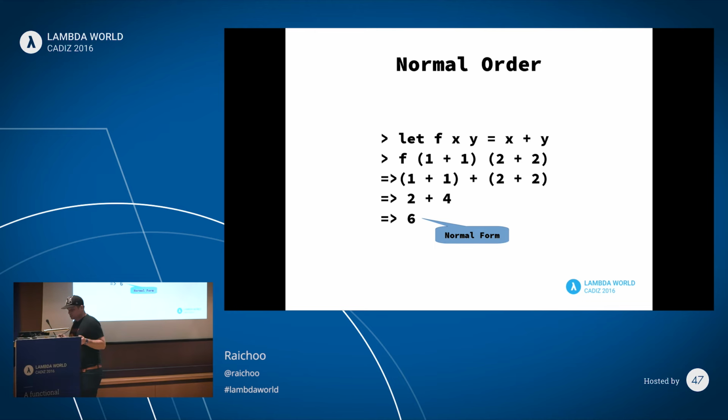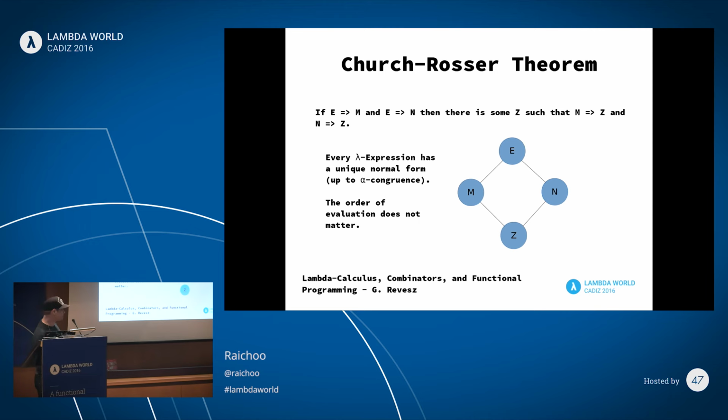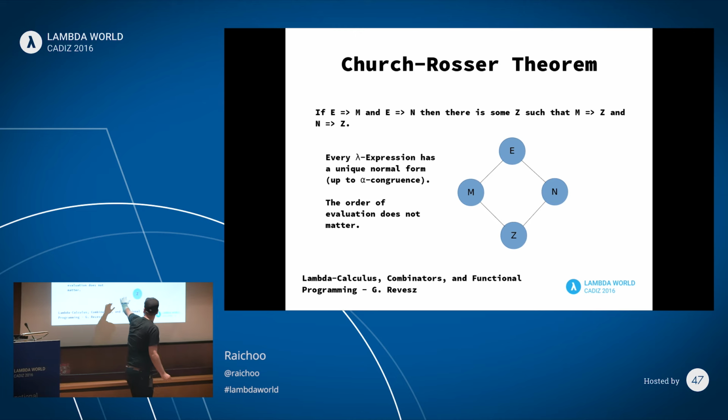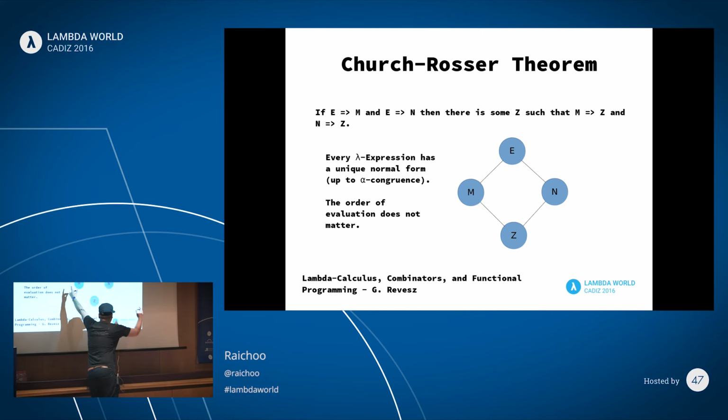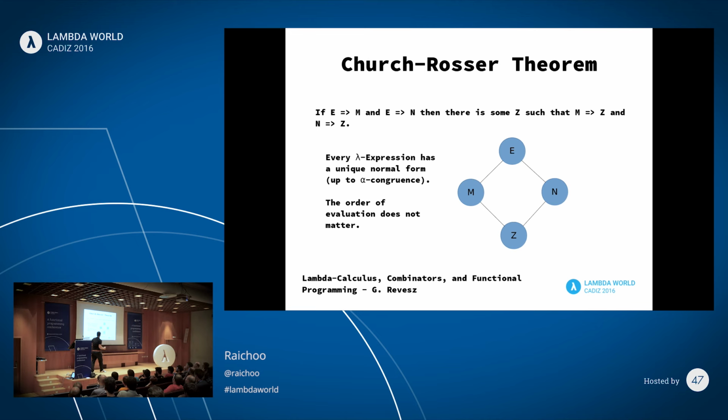So we get the same result. And probably it could have been something else. But there is a nice theorem that deals with that. We'll see the caveat later. So if we have a lambda expression E, and we have some reduction sequence that reduces that thing to some lambda expression M, and another one that reduces it to a lambda expression N, then there has to be another one, Z, which is like the endpoint. So we have this diamond-shaped property. This is called the Church-Rosser theorem.